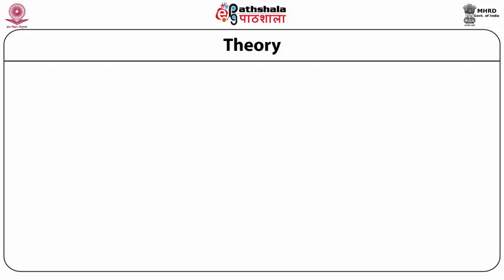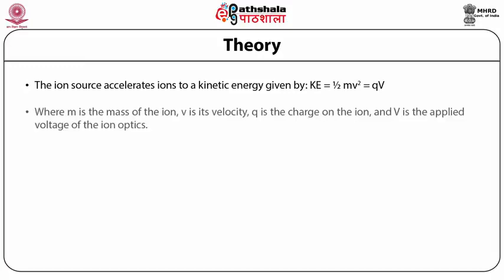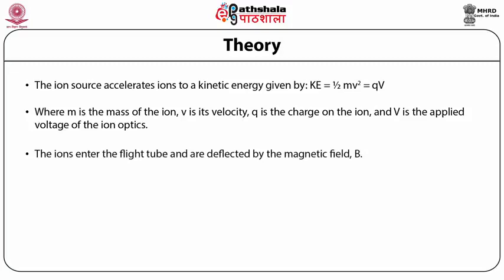The theory of sector analyzers. The ion source accelerates ions to a kinetic energy given by this particular formula, a very well-known formula, that is kinetic energy is equal to half mv square, which is equivalent to qV, where m is the mass of the ion, v is its velocity, q is the charge on the ion, and V is the applied voltage of an ion optics. The ions then enter the flight tube and are deflected by the magnetic field, which is B.